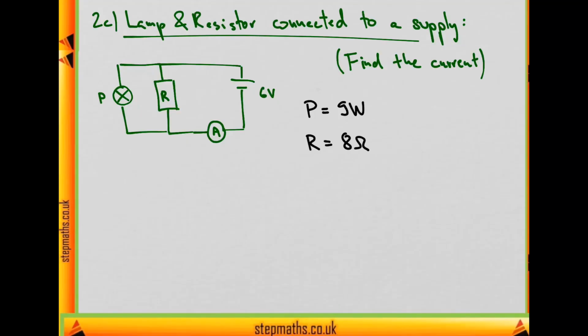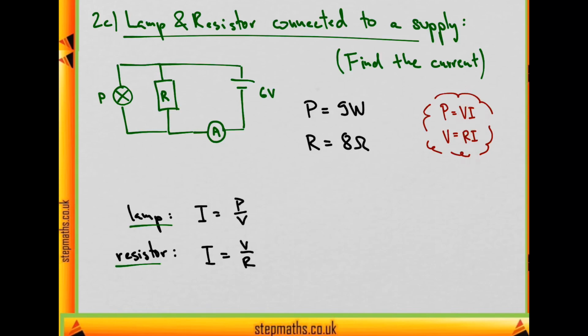Now the lamp and the resistor are connected to a 6-volt supply in parallel, and the power dissipated in the lamp is 9 watts, and the resistance of the resistor is 8 ohm. And we're supposed to say what the current flowing through the ammeter here will be. The power is voltage times current, and voltage by Ohm's law is resistance times current. And as you can see, from both of these, we can express the current. And we'll do exactly that.